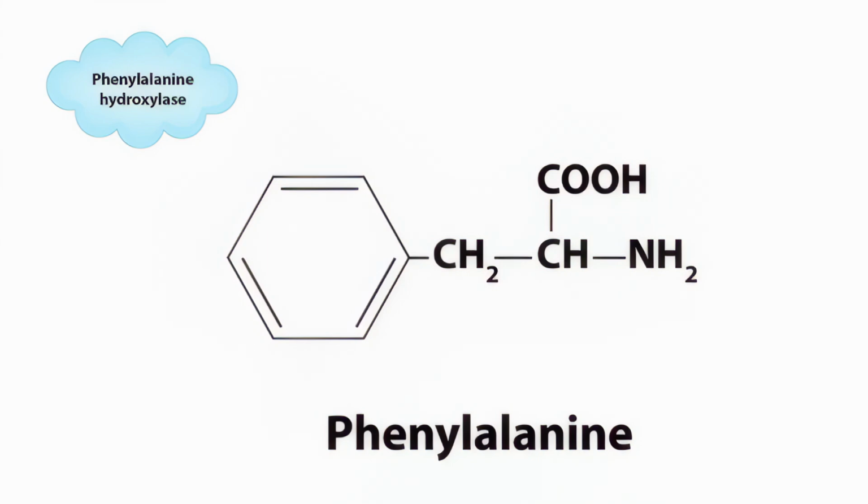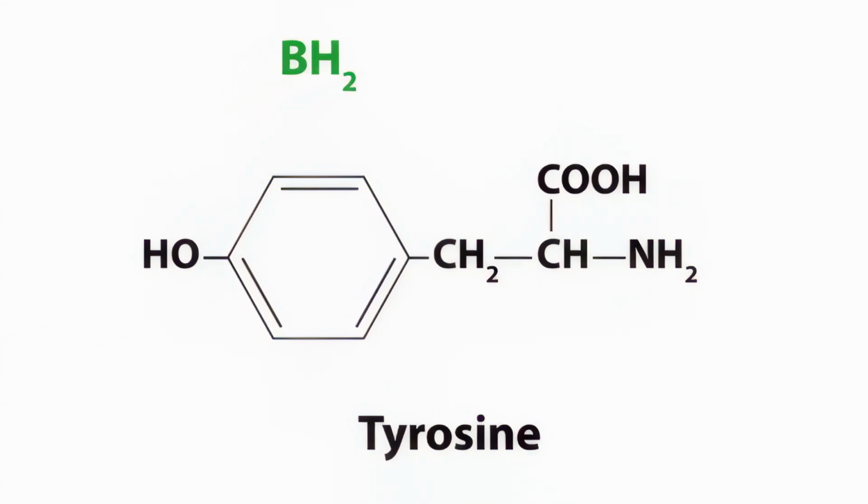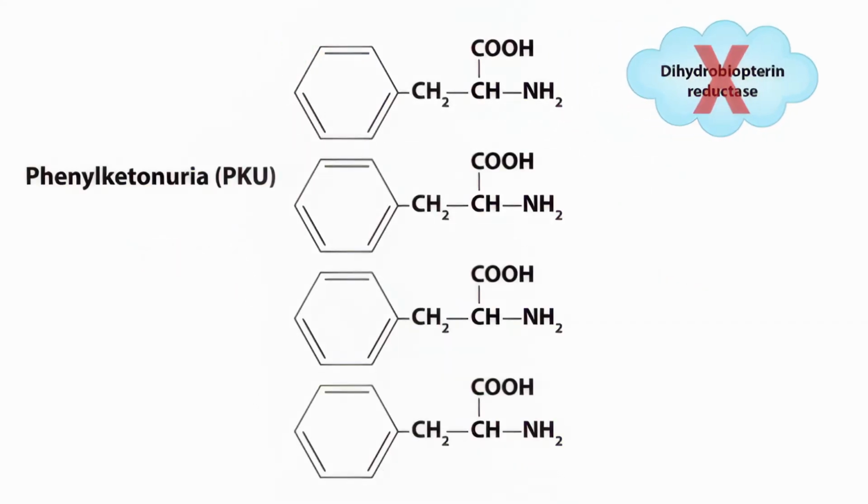And this enzyme uses a cofactor called tetrahydrobiopterin, or BH4, which gets converted to BH2, dihydrobiopterin, in the process. And there's an enzyme called dihydrobiopterin reductase that converts BH2 back to BH4, so it's ready to go again. And if you're deficient in that enzyme, phenylalanine will build up and you'll get PKU. So there are 2 ways to get PKU. We'll talk more about PKU in biochem.